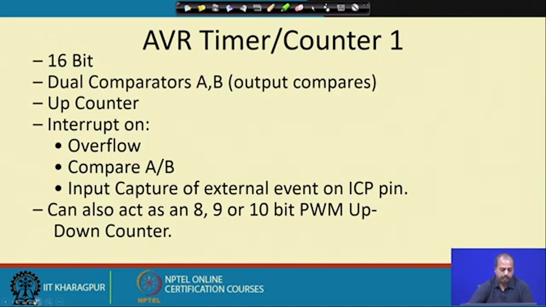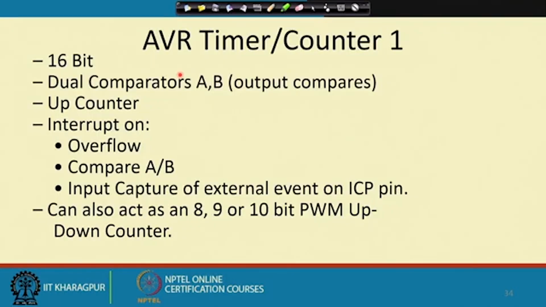Another timer that we have is a 16-bit timer, timer counter 1. It has dual comparators, A and B. There are two output comparators, A and B. Again this is an up counter. In the previous example we had only a single comparator, OCR0, but here I have two comparators, A and B. Otherwise it is the same, an up counter.